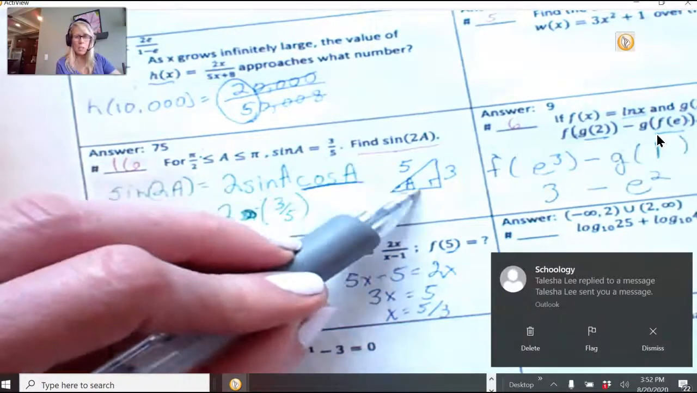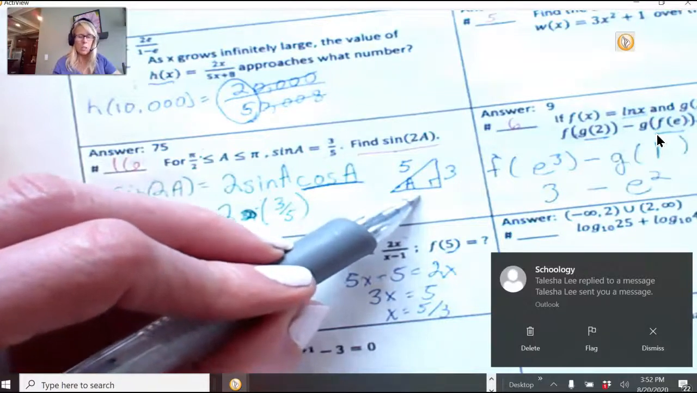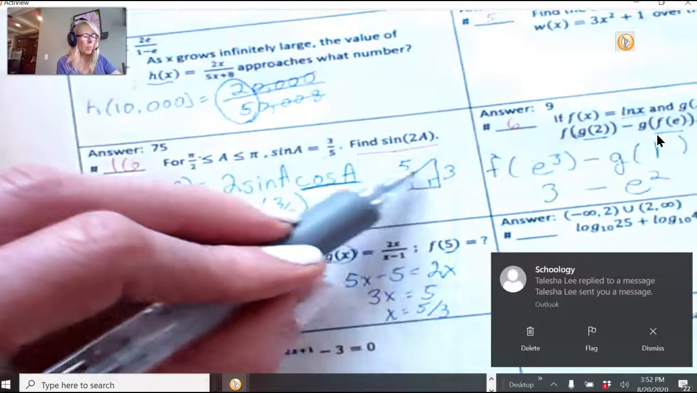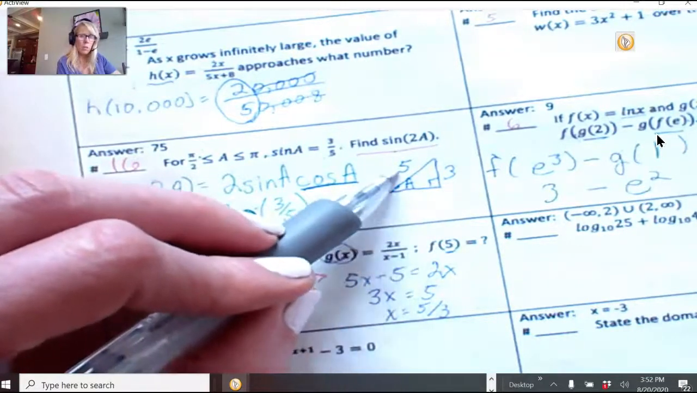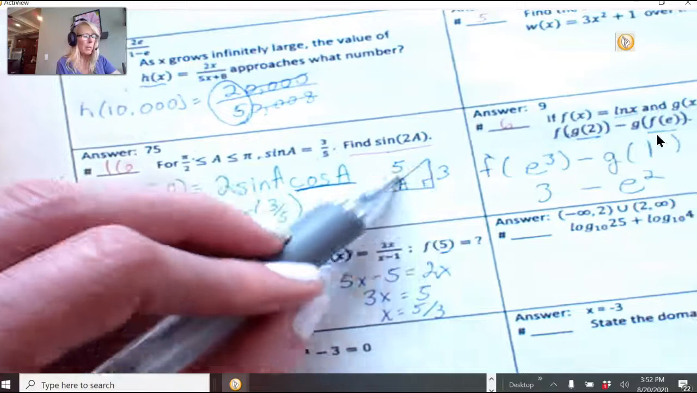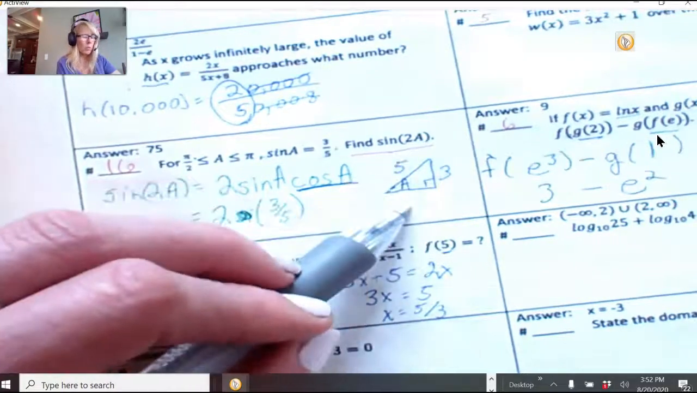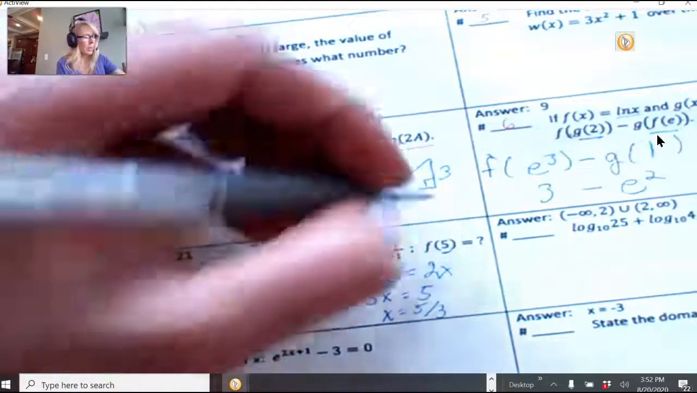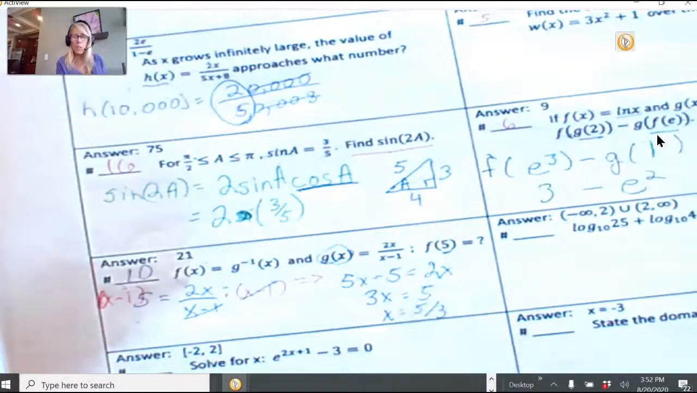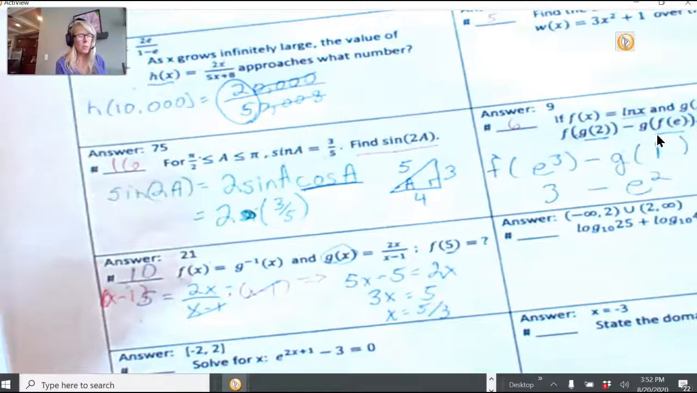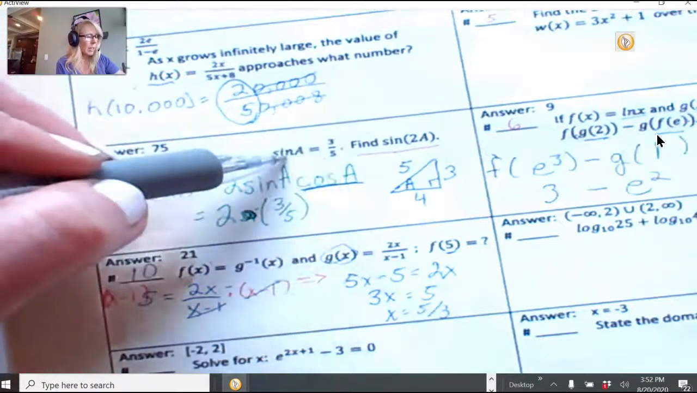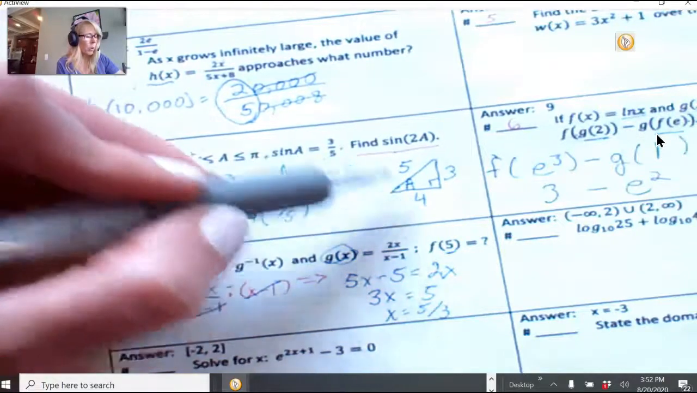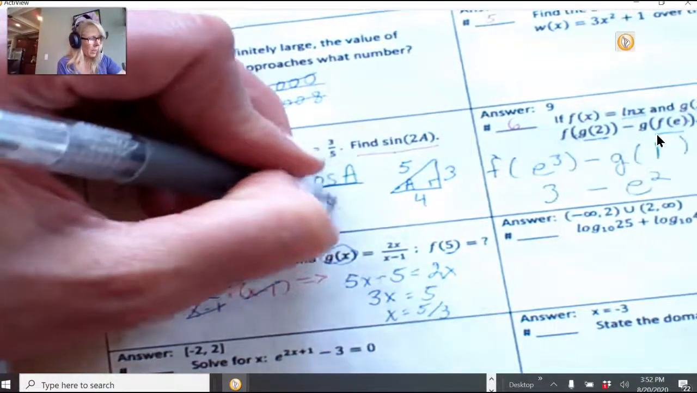I just need to know the adjacent side. If you need to use the Pythagorean theorem, you can: 3 squared plus x squared equals 5 squared, and figure it out. Or you remember that this is a Pythagorean triple that a lot of people use a lot of times. So this side is 4. If you need to use the Pythagorean theorem to find it, that's fine. I'm just not going to do it. All right, so cosine of A would then be 4 over 5. Look at that.